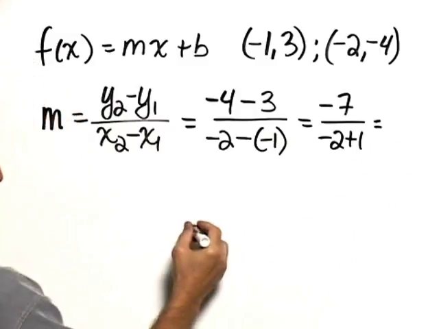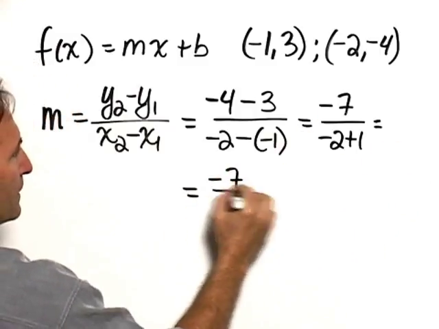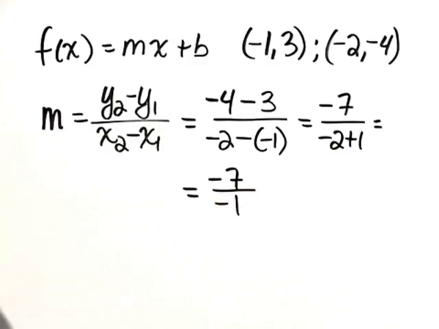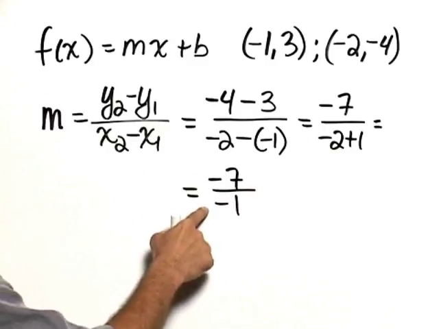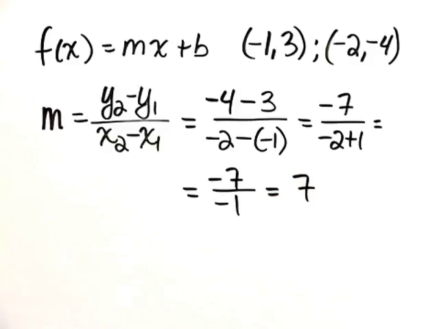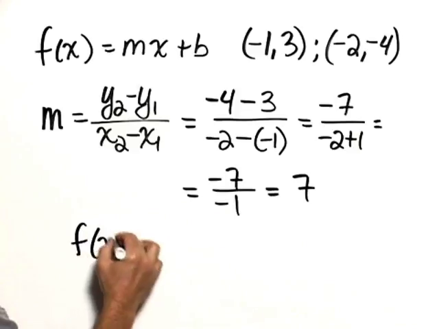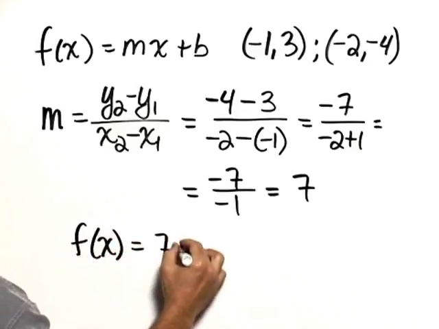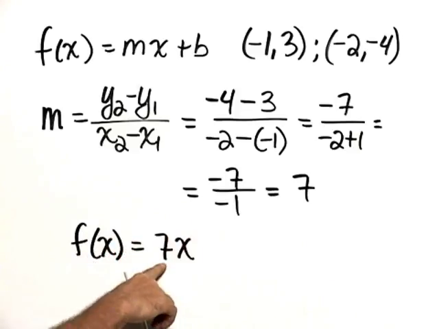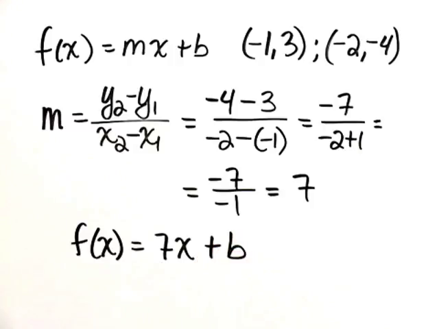This would be equal to -7 over -1. And of course, when we divide two numbers of like sign, the answer is positive, and 7 divided by 1 is 7. That's our value of m. What we need to do now is to substitute that value of m into the formula. So in place of m, I put the 7, so f of x equals 7x plus b.